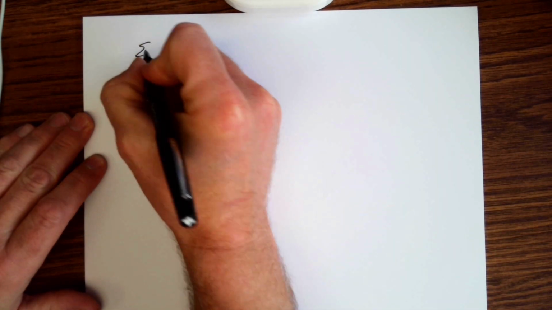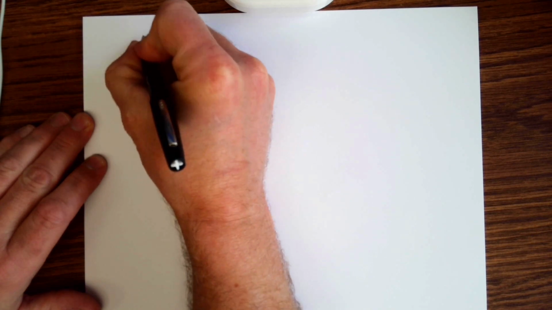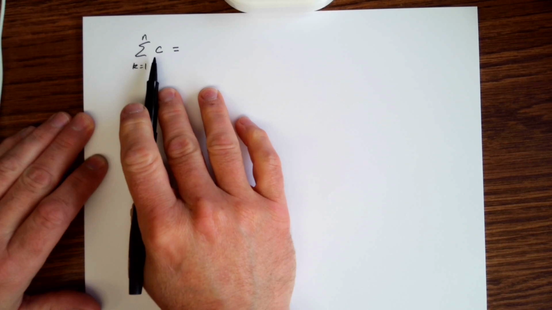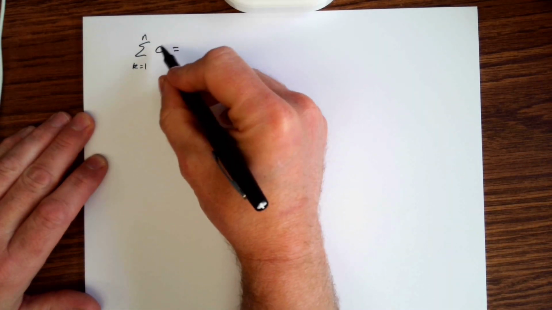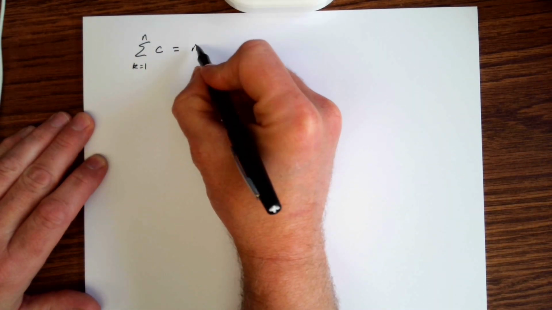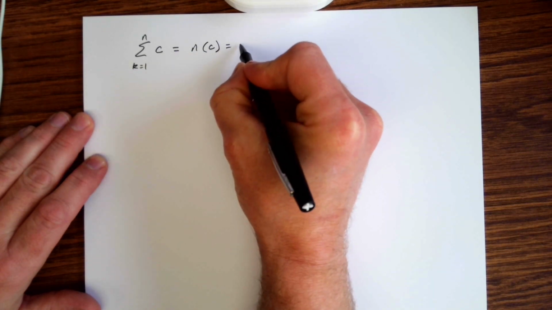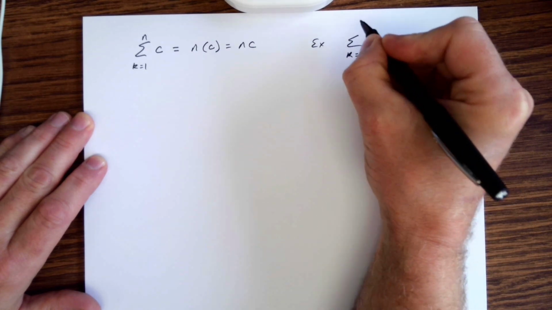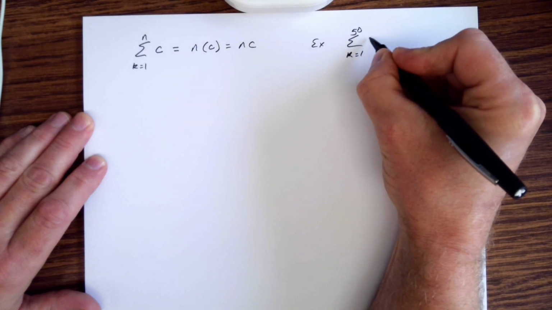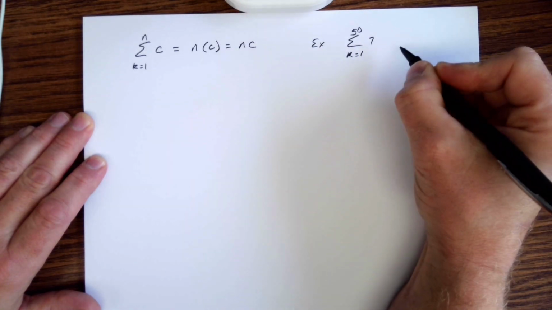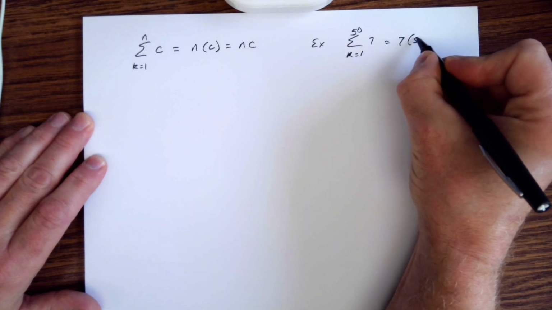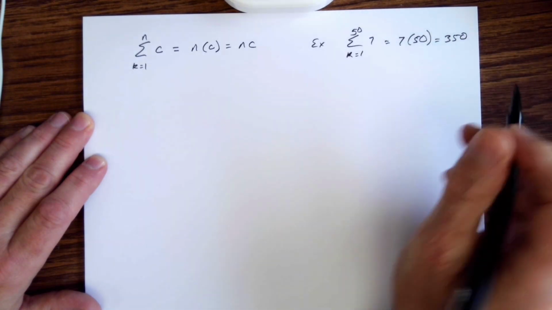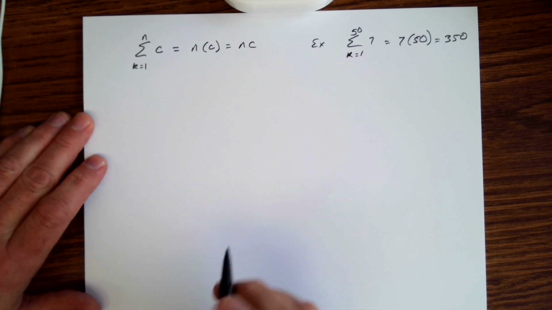If we want to do the summation from k equal 1 to n of some constant c, that's what c is here, just a constant. That sum of all those pieces would just be n times c, or just nc, whatever it is. So example being, if you're doing the summation from k equal 1 to 50 of, I don't know, 7, just the constant 7. So that's 7 times 50, which in this case would be 350. And that's the sum, okay?